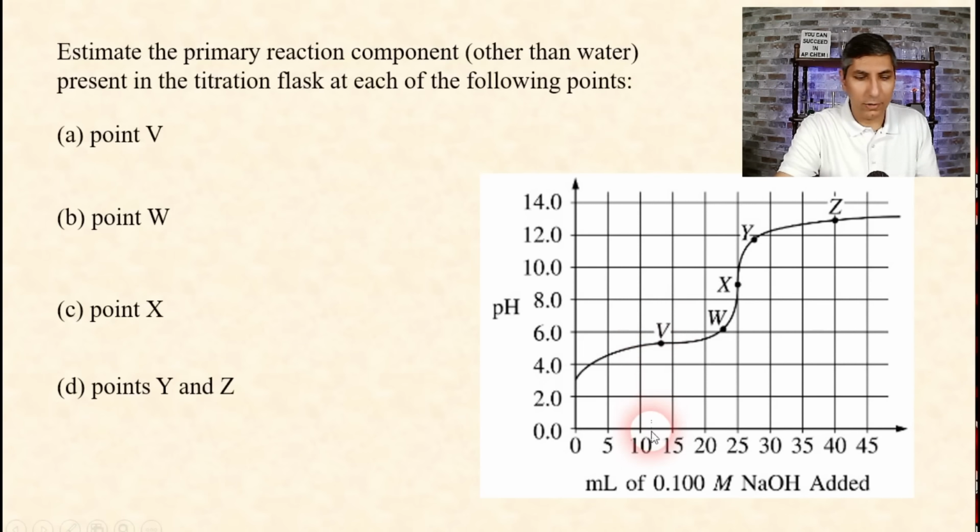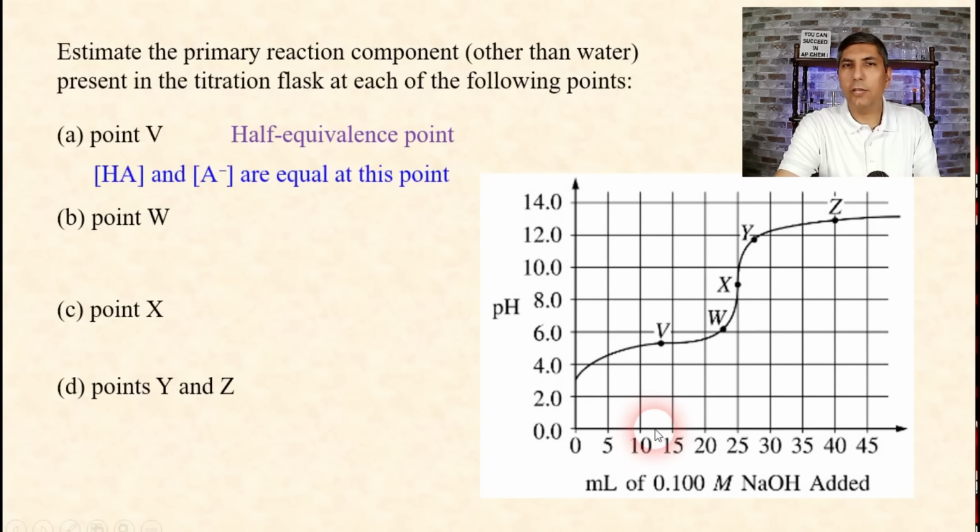At the halfway point, we are essentially at a point where the concentration of the acid is exactly equal to the concentration of the conjugate base. And so we can say that the acid and the conjugate base, HA and A minus, are equal at that point on the titration curve. Now how about point W?